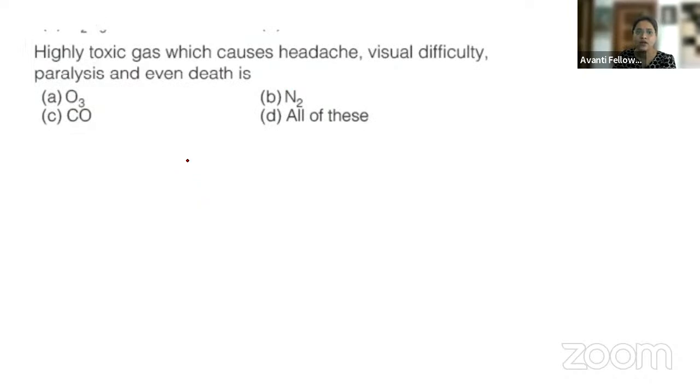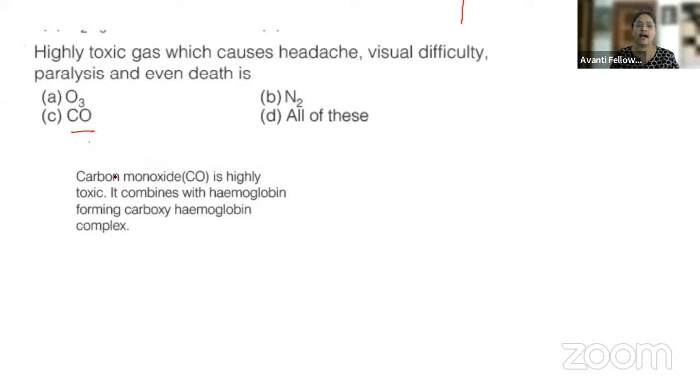So, highly toxic gas which causes headache, visual difficulty, paralysis, and even death is. Yes, what is the correct answer here? All of these: N2, CO, O3. So the toxic gas is what? CO. Carbon monoxide is highly toxic.